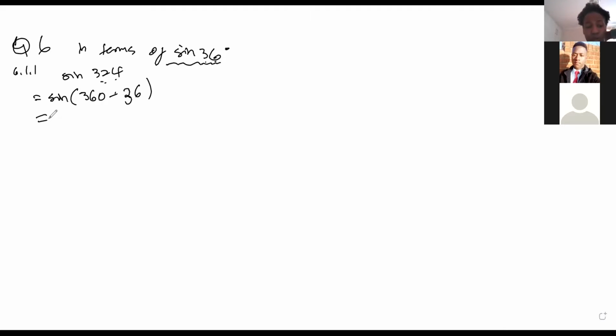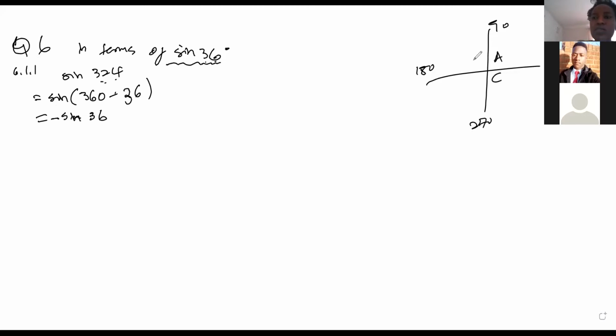Is it a positive sine 36 or a negative? It's just the two of us now, so we can just discuss this. Siyabonga or Sina, is it a positive sine 36 or a minus? It's a negative, because remember 0, 90, 180, 270, 360 and your CAST diagram. 360 minus is this side, so this is a negative sine 36. So we have written it in that.